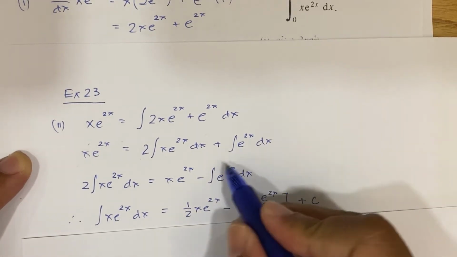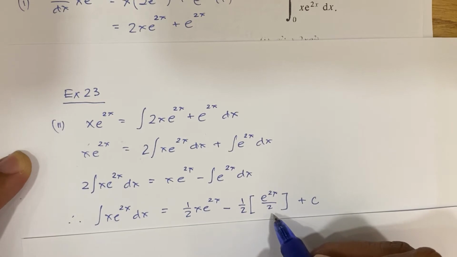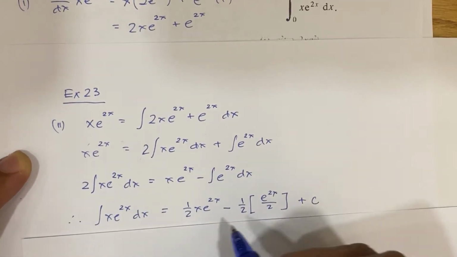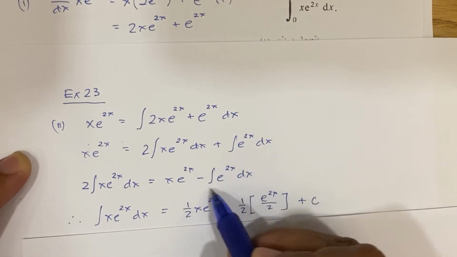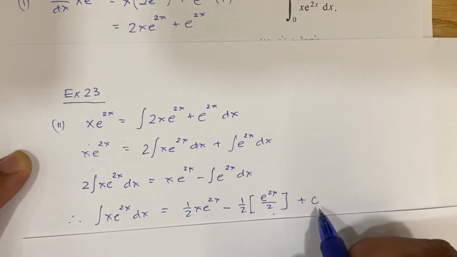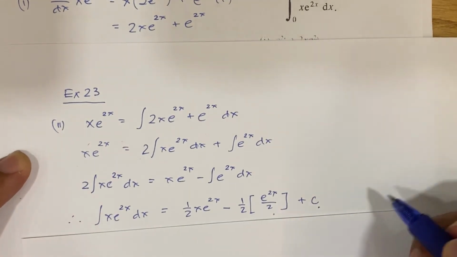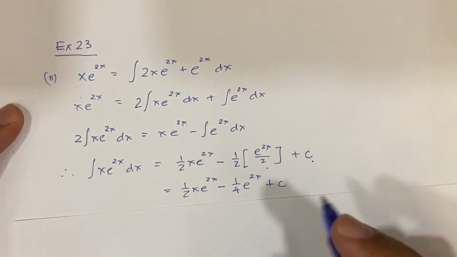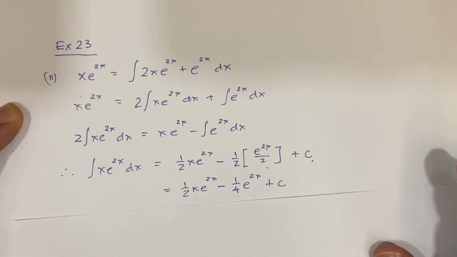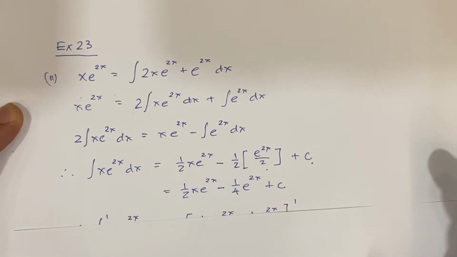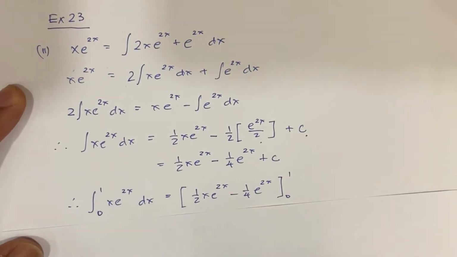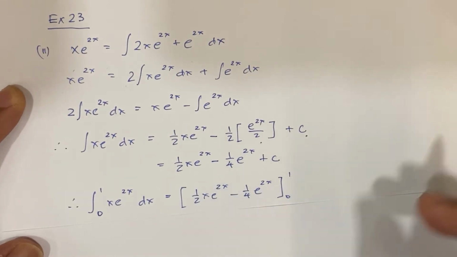Once you integrate this, this will be e power 2x divided by 2. And I divide 2 throughout. So this is going to be half x e power 2x minus half, and then the integral of this will be e power 2x divided by 2, and then there must be a plus c here. This is still an indefinite integral. Okay, what do I do now? I'm going to evaluate this. This is just minus 1 quarter e power 2x plus c, and then I put the limits to the integral, 0 to 1. So I'm going to evaluate this from 0 to 1.